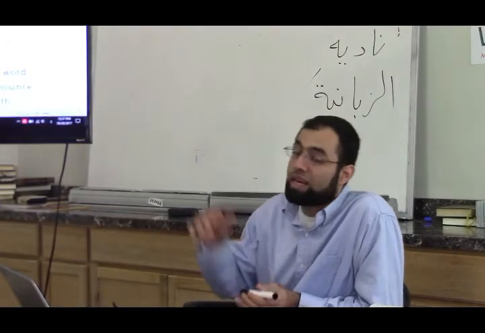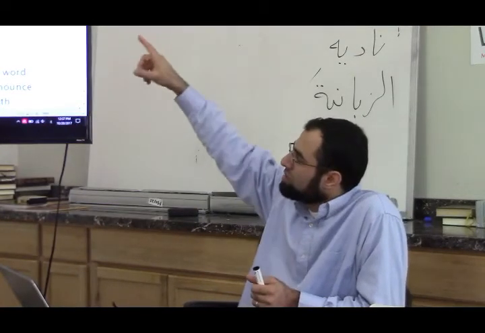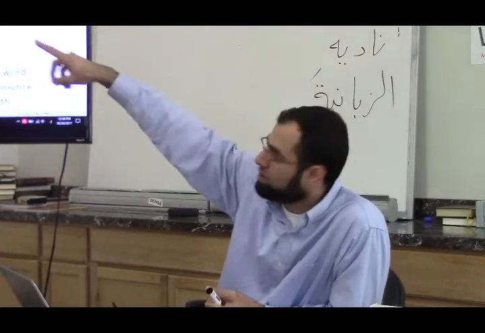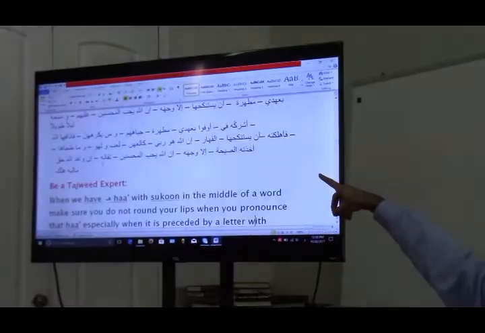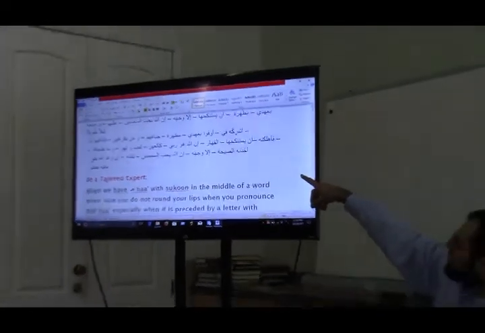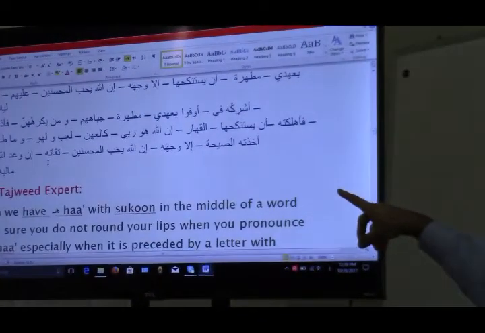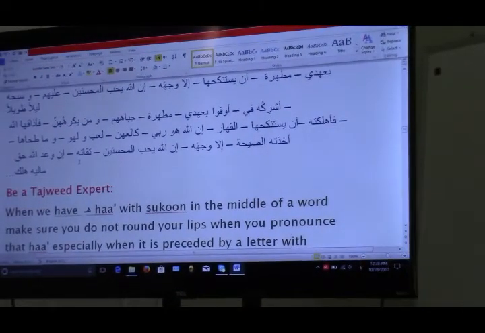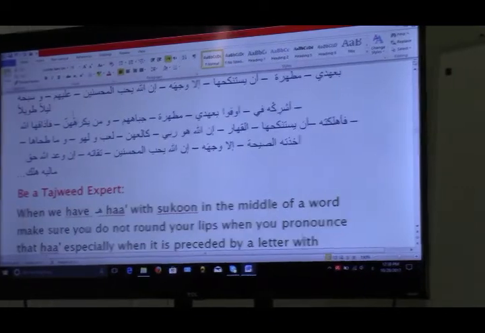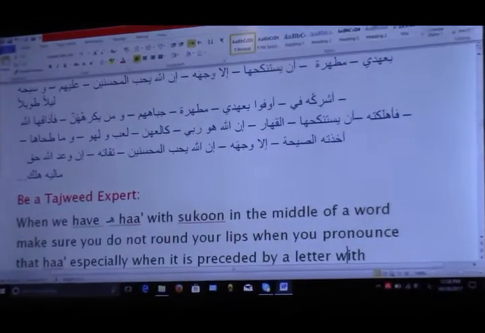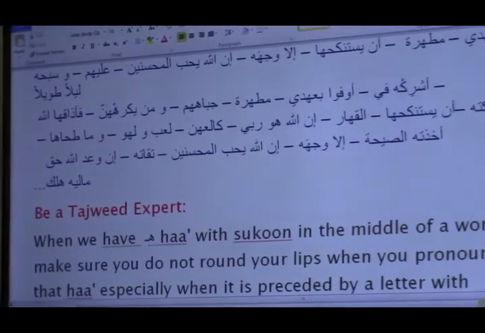So here we have the kaf, then ha. As you can see we have ha with sukoon, right? Then ha with dhamma, right? يكرههن. You see it here, ha with sukoon and ha with dhamma, right? So what do we do here?